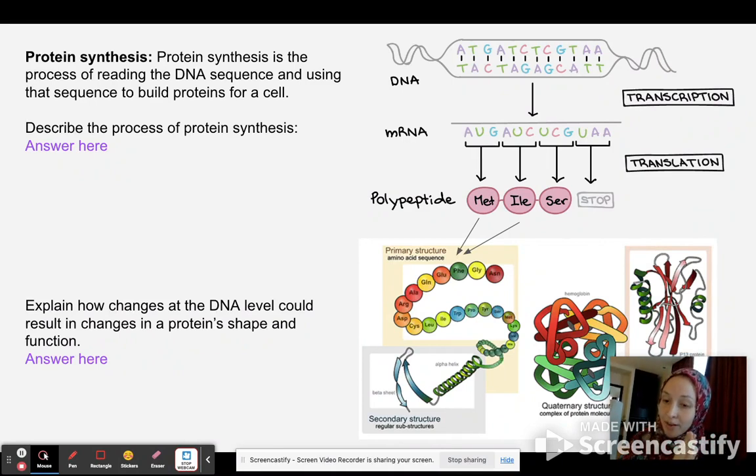If we change the amino acid sequence, then we change the shape. And if we change the shape of a protein, it may affect its function. Maybe it doesn't work as well, maybe it doesn't work at all. But it may still work as well if the change isn't too severe.